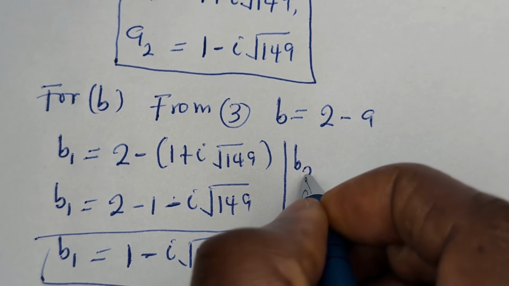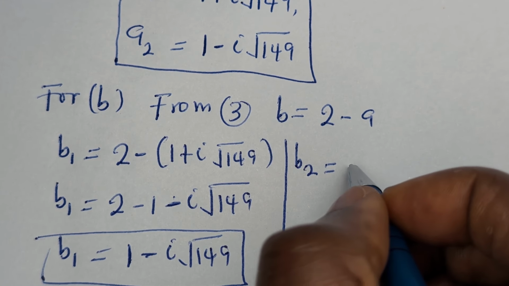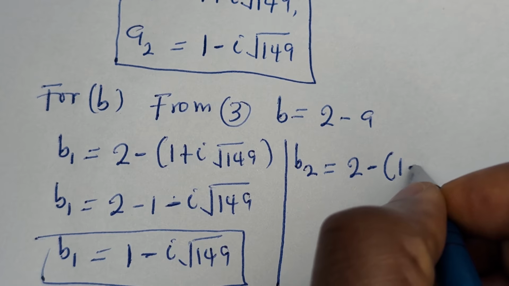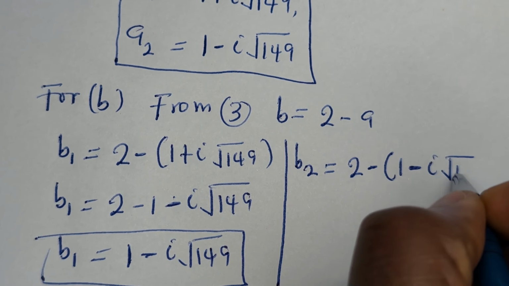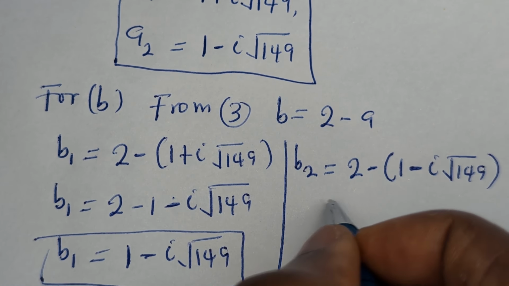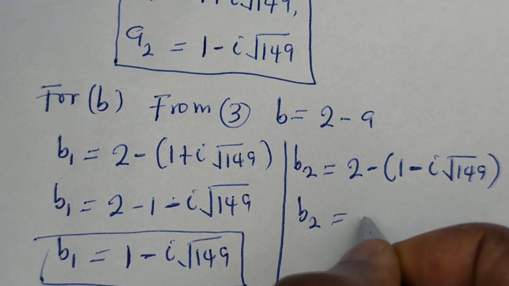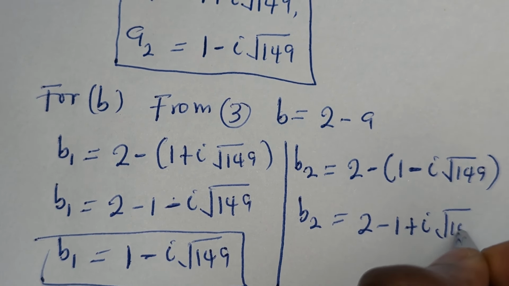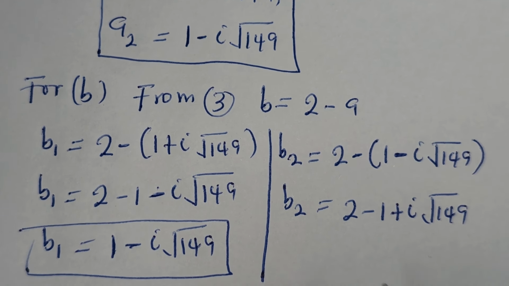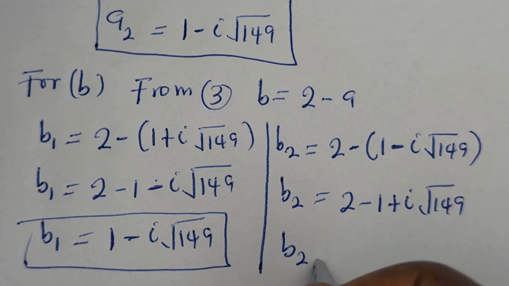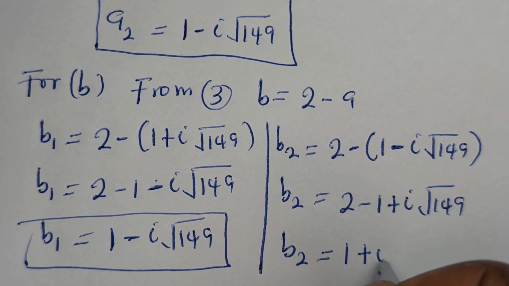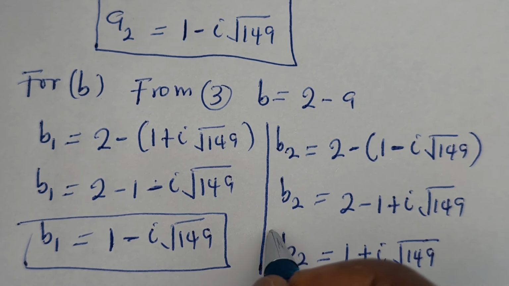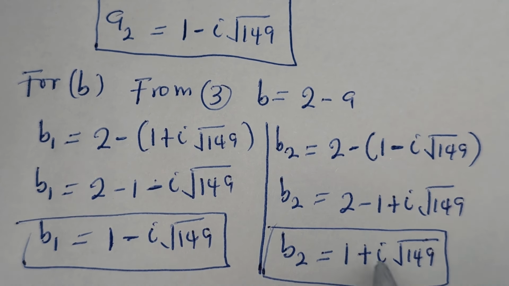Then b2 is equal to 2 minus a2, which is 1 minus i square root of 149. b2 is equal to 2 minus 1 plus i square root of 149. b2 is equal to 1 plus i square root of 149. These are the values of b.